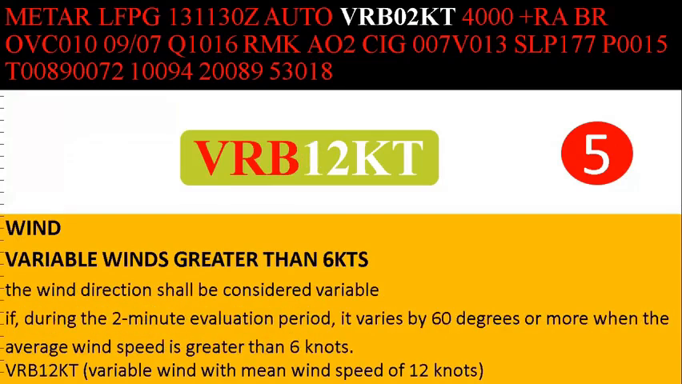Next element is variable winds greater than 6 knots. The wind direction shall be considered variable if during the 2-minute evaluation period it varies by 60 degrees or more when average wind speed is greater than 6 knots. So here in this example we have been given VRB 12 KT. So it means that variable wind with mean wind speed of 12 knots.